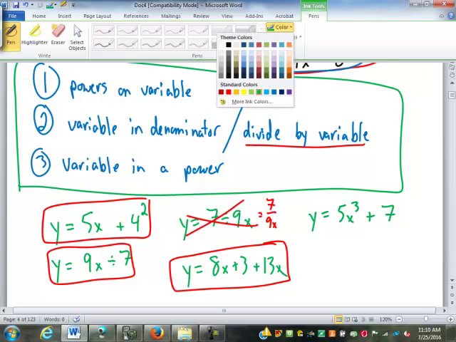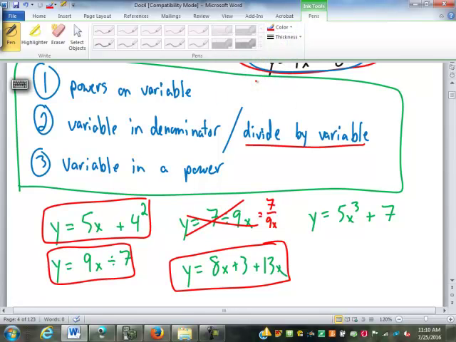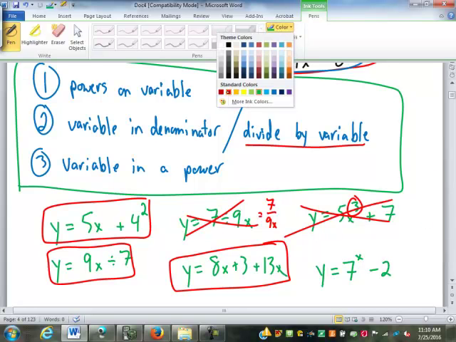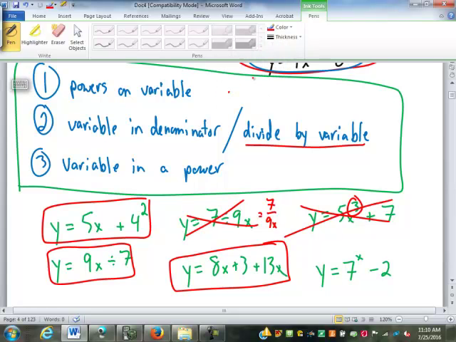How about that one? No, why not? Yeah, it's x to the third. There's a power on the variable. And how about that one? We're used to seeing y equals 7x minus 2 is okay, but this is 7 to the power of x. So no, that is not a line.